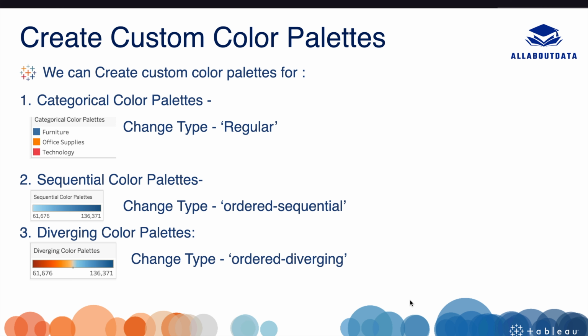Okay, so we can create custom color palettes for categorical color palettes, sequential color palettes, and diverging color palettes. For all of these, we just need to change the type from regular to categorical, ordered sequential for sequential color palettes, and ordered diverging for diverging color palettes. Okay, so let's see how we can use and create custom color palettes in Tableau.